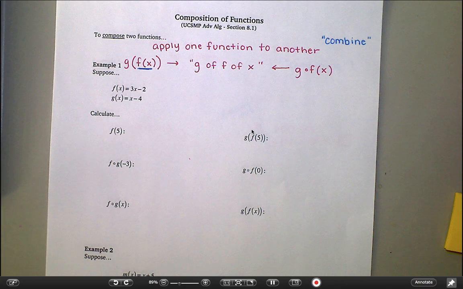And it doesn't always have to be f and g. I mean, we're used to using f for functions, but depending on the situation, we may be using totally different letters, but that's the idea.